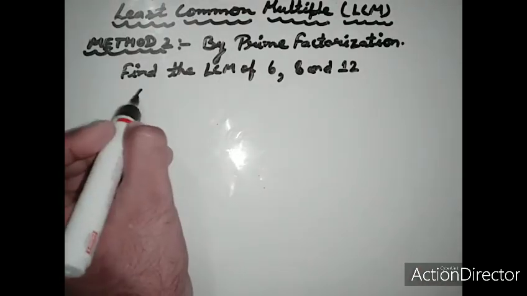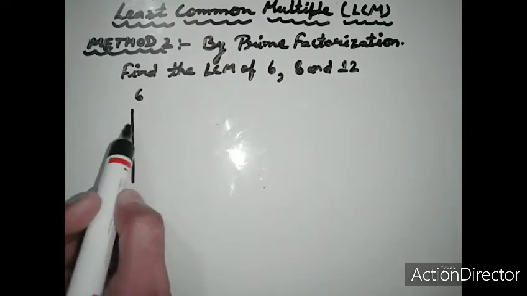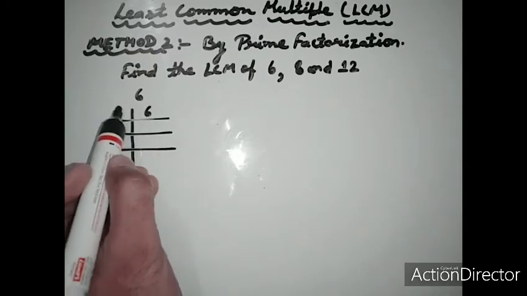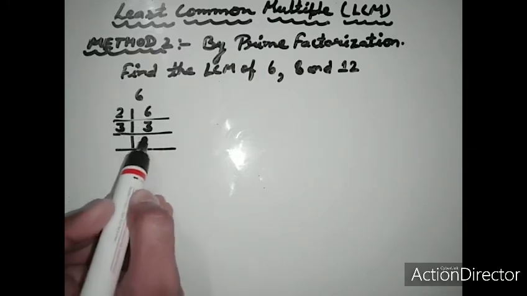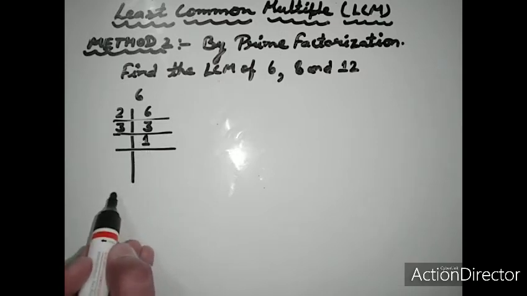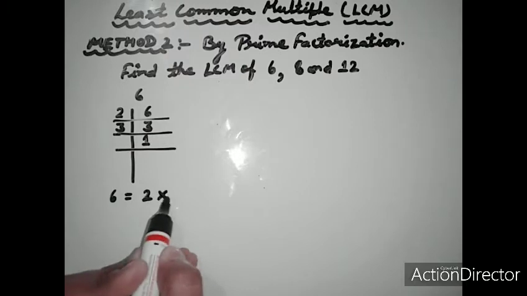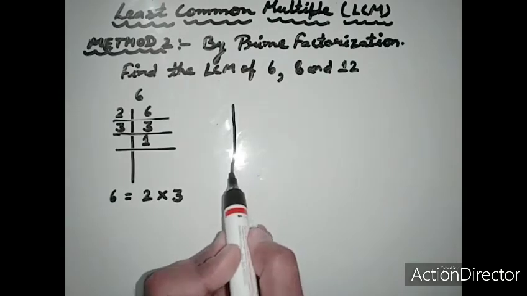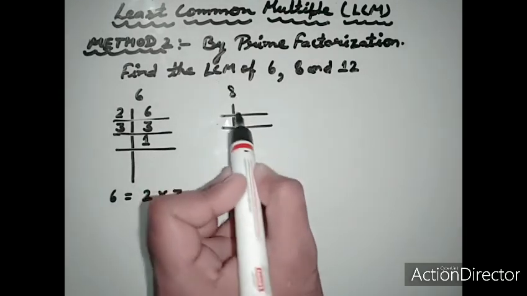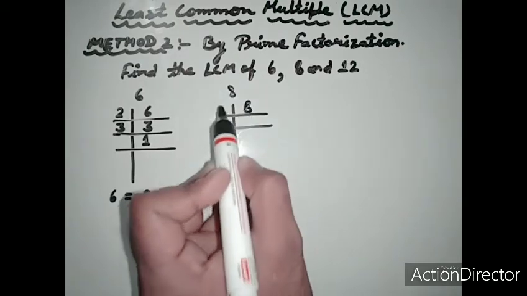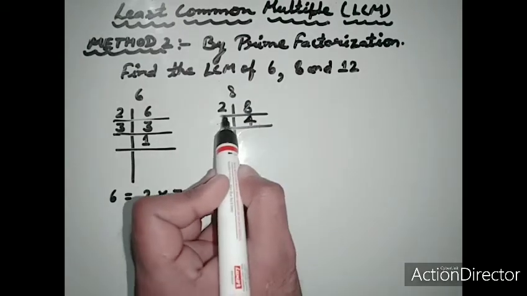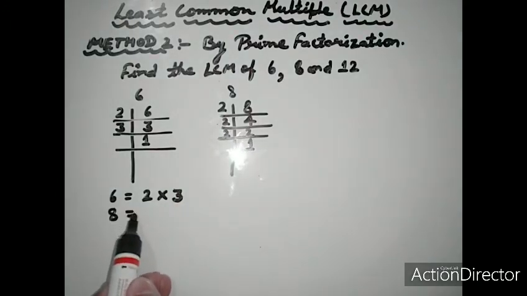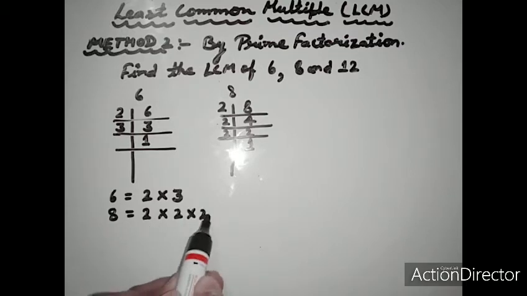So we start with 6. Now here we use the division method to find prime factorization. So we write 6, and 2 3s are 6 and 3 1s are 3, right? So we get the factors of 6 equal to 2 multiplied by 3. Now what about 8? So here we take the second number 8. Now start with 2. 2 4s are 8, 2 2s are 4, and 2 1s are 2. So now we write 8 equal to 2 multiplied with 2 multiplied with 2.